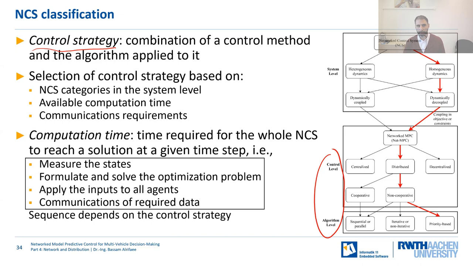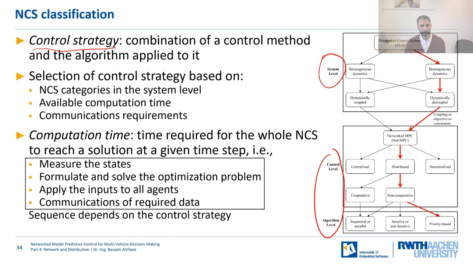And the selection of the control strategy depends on the categories in the system level. You will see in a minute what this means. It depends on the available computation time. Computation time is always a topic. Computation, communication, communication, computation is always the topic in network systems. And it depends on the communication requirements. So I would like to arouse your attention about the computation time.